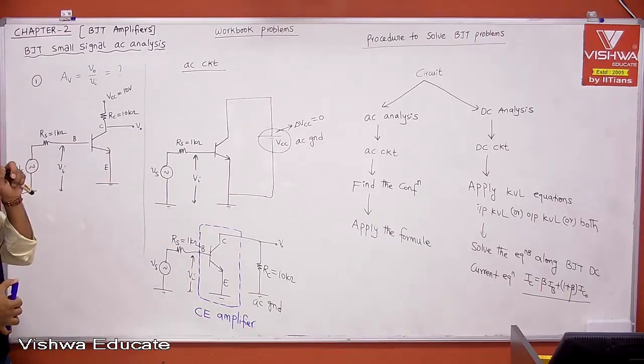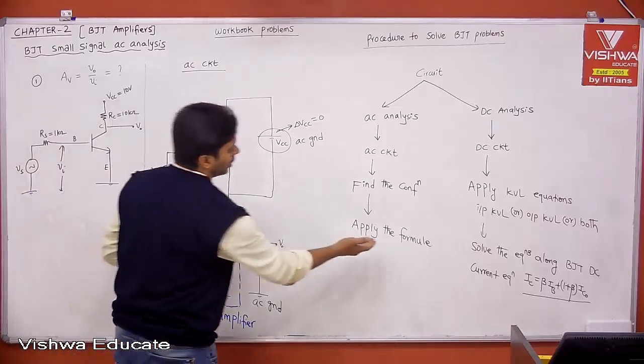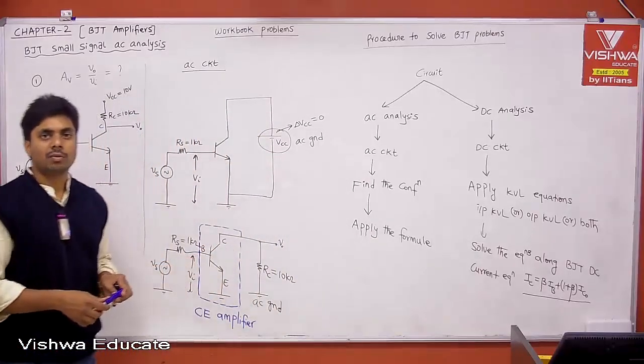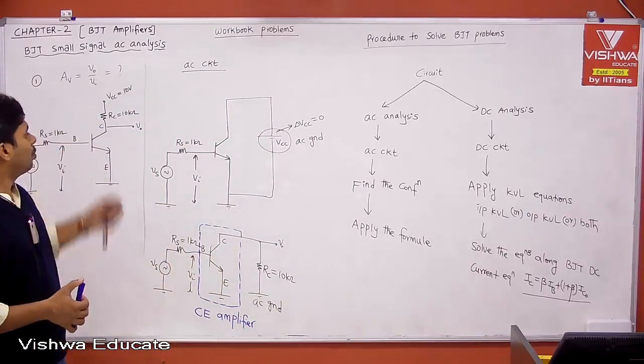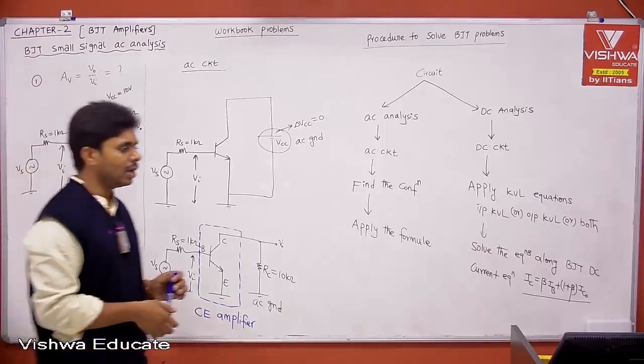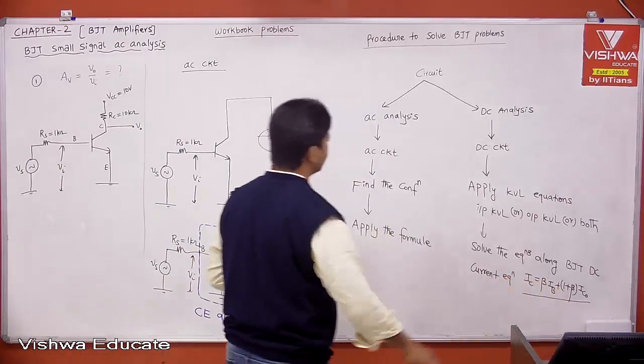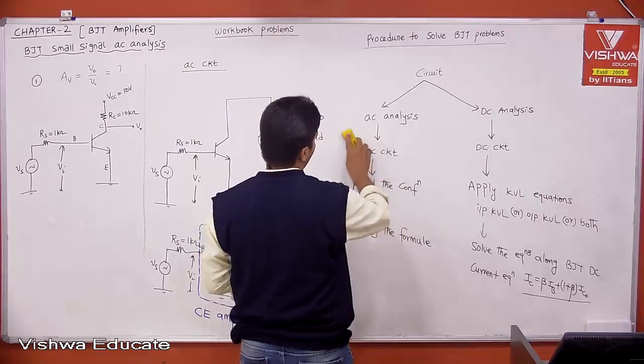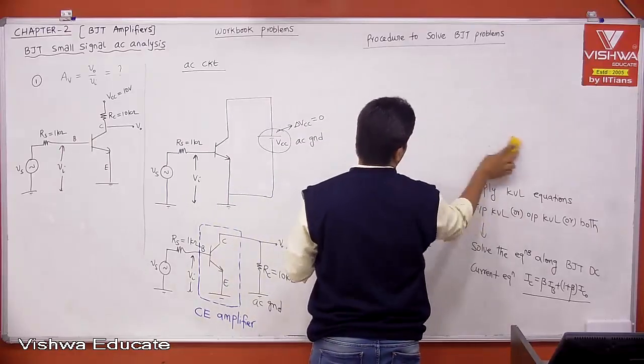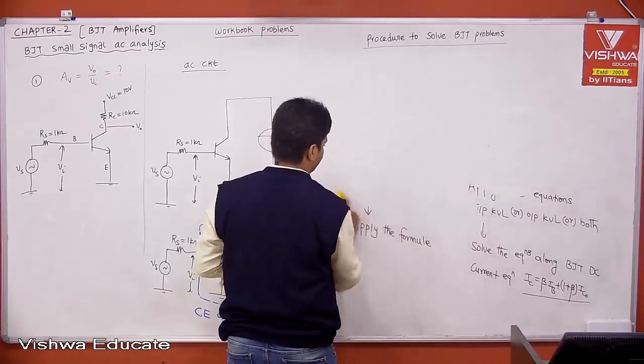Then once you know the configuration, what is the next step? We need to apply the formula, then we can find the voltage gain. I think we know it. Let's substitute and then get it. Let me erase this because I need the board to solve the problem.